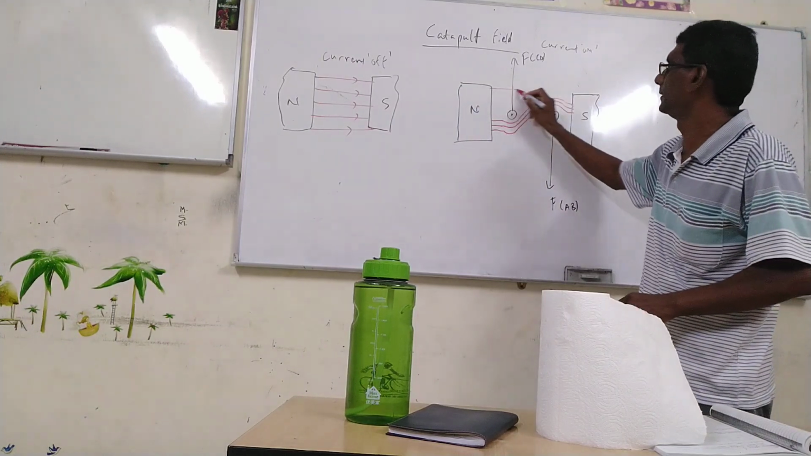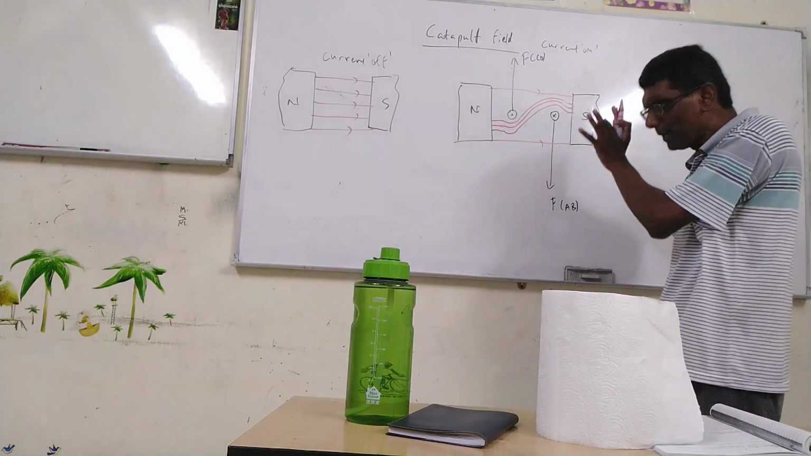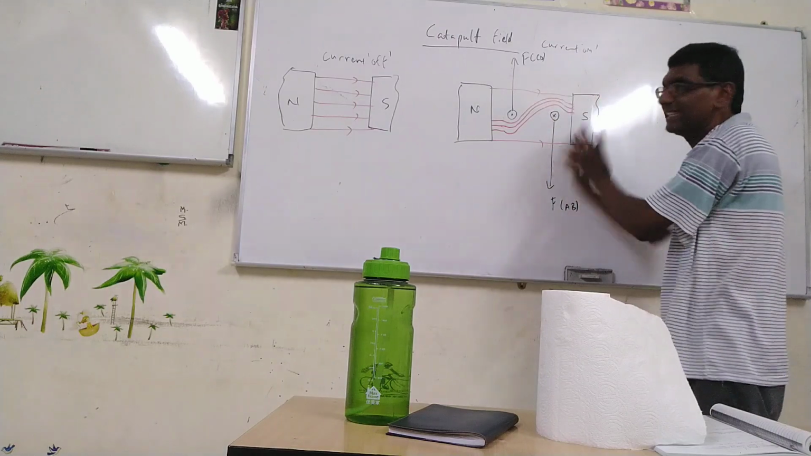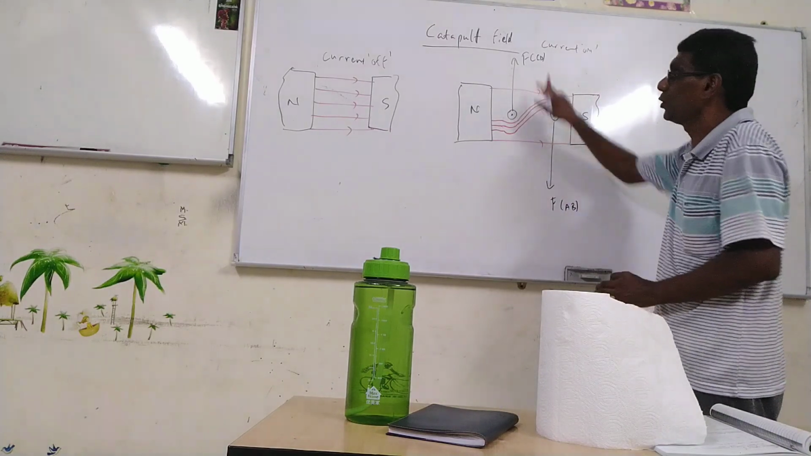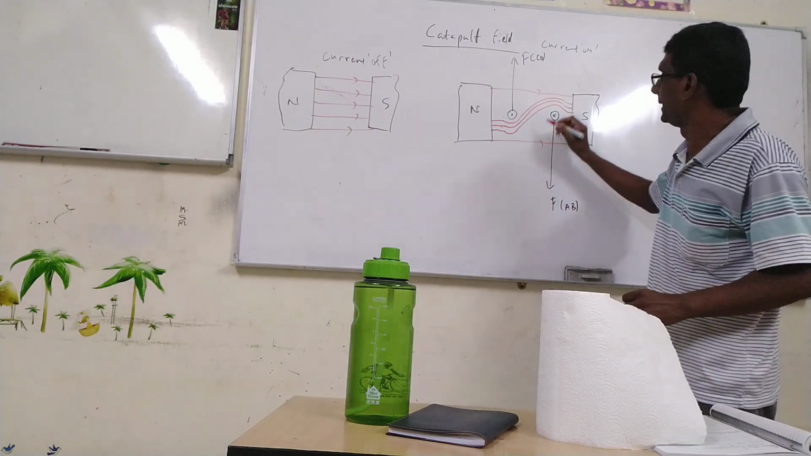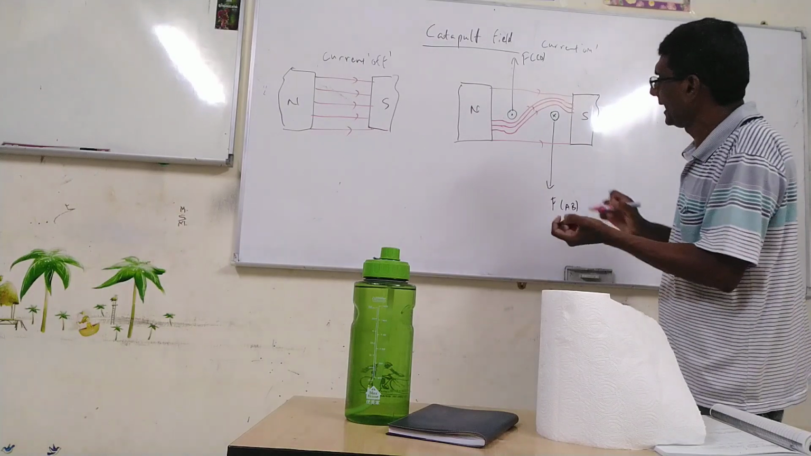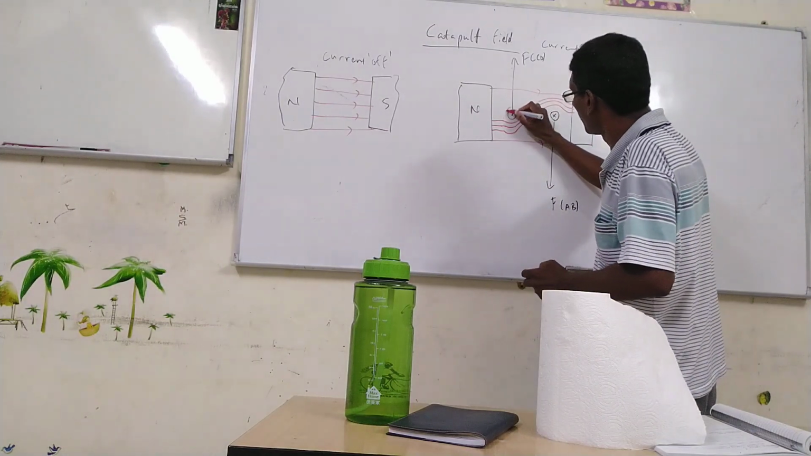This is a permanent magnetic field, but the permanent magnetic field is disturbed by the electromagnetic field around the wire.